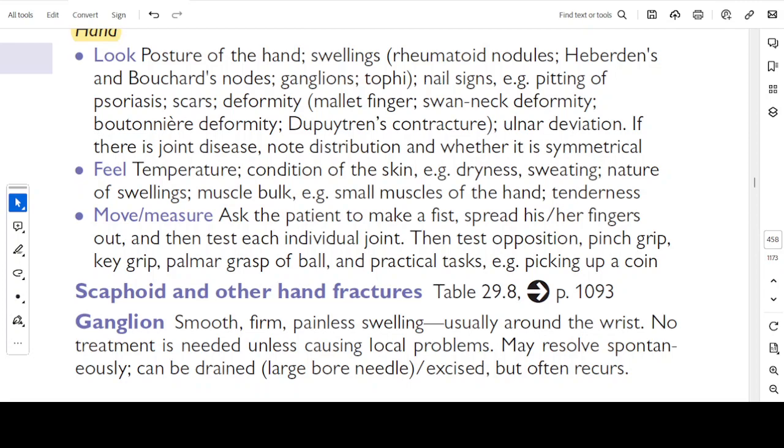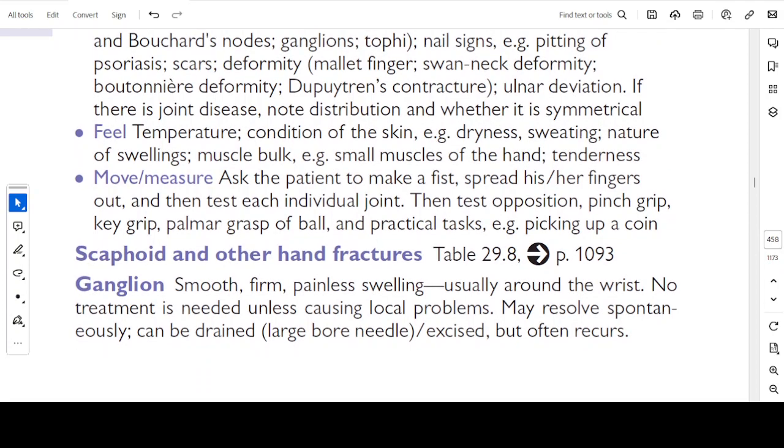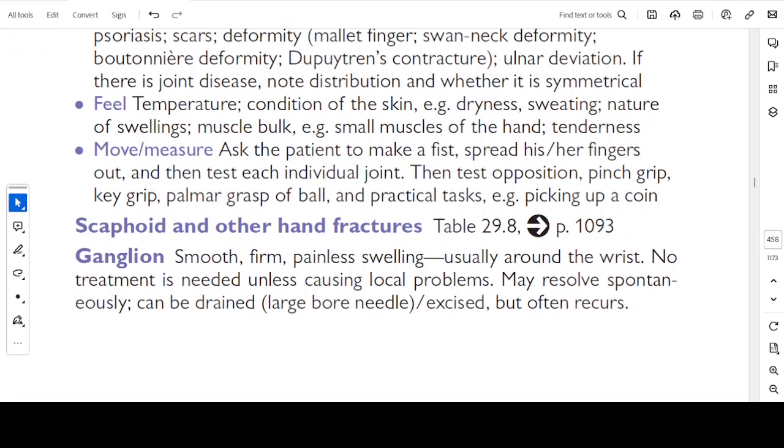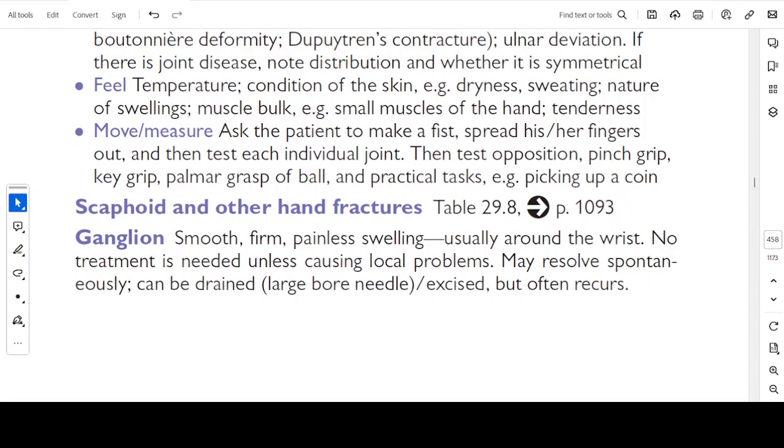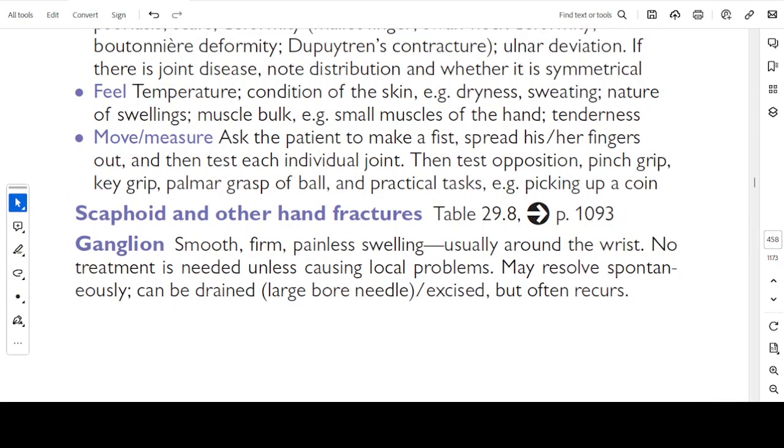Feel. Temperature, condition of the skin, dryness, sweating, nature of swellings, muscle bulk, for example small muscles of the hand, tenderness. Move or measure. Ask the patient to make a fist, spread his or her fingers out, and test each individual joint. Then test the opposition, pinch grip, key grip, palmar grasp of a ball, and a practical task, for example picking up a coin. Scaphoid and other hand fractures.